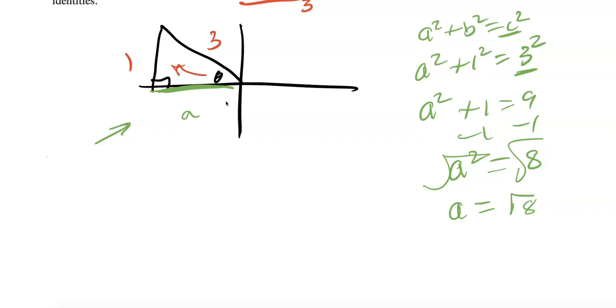Or if you want to break it down, 8 is 2 times 4, which is 2 times 2. We have a pair of 2's. So you can also say 2 square root 2. I'm kind of fine either way. We'll put 2 square root 2. It's a little fancier.